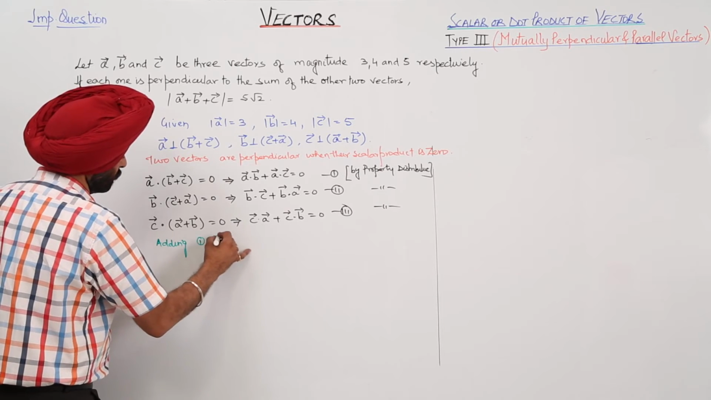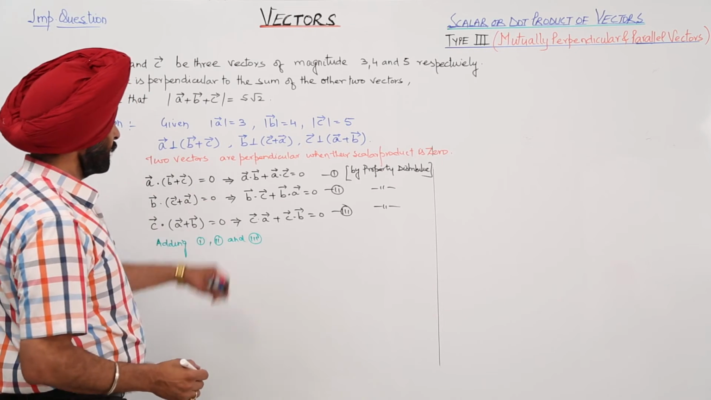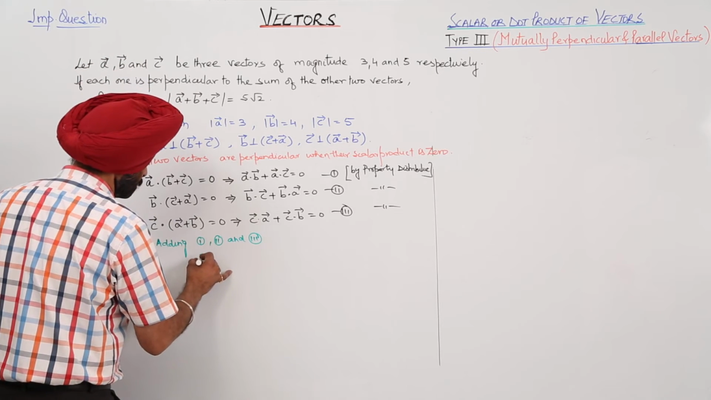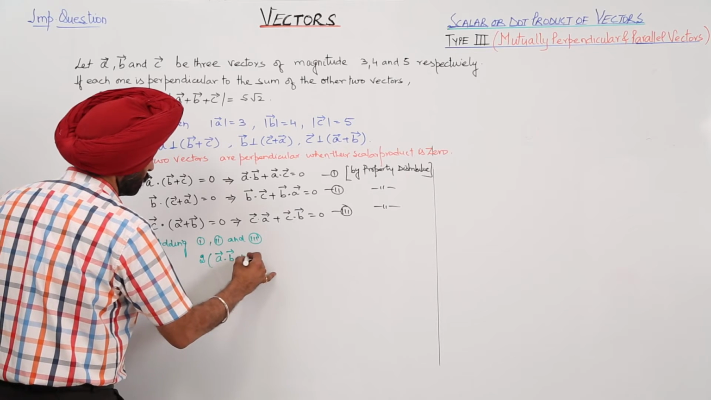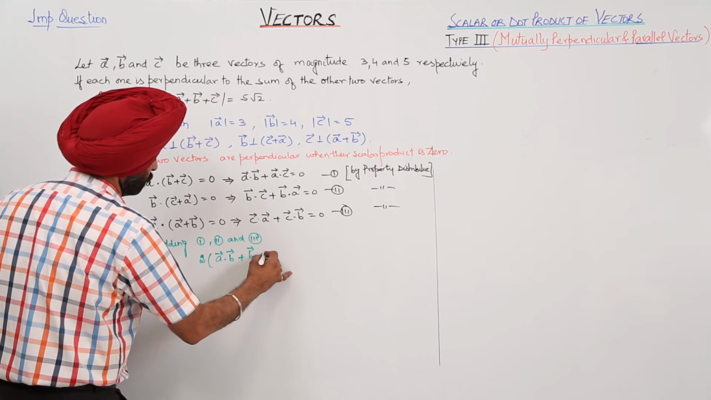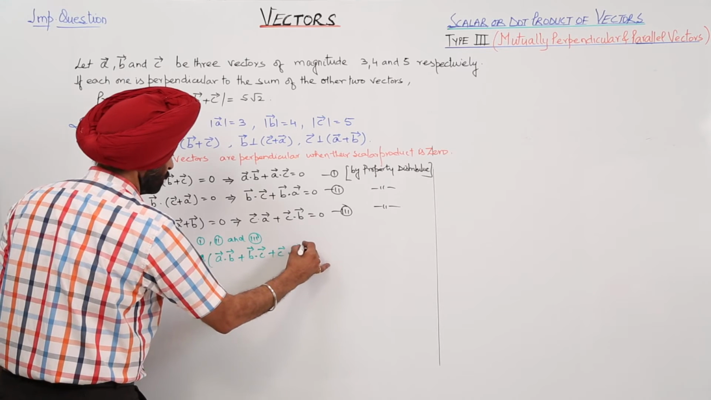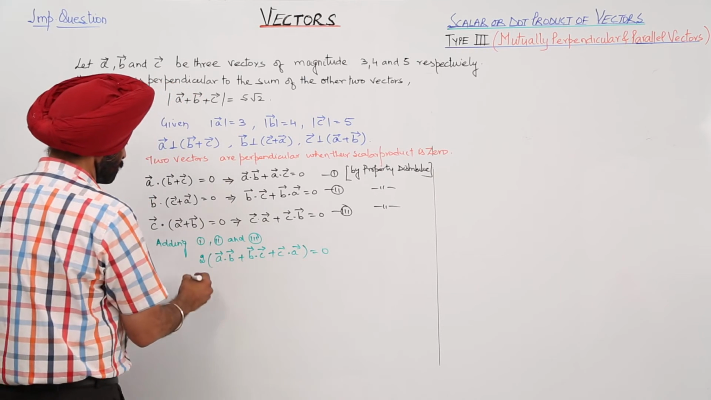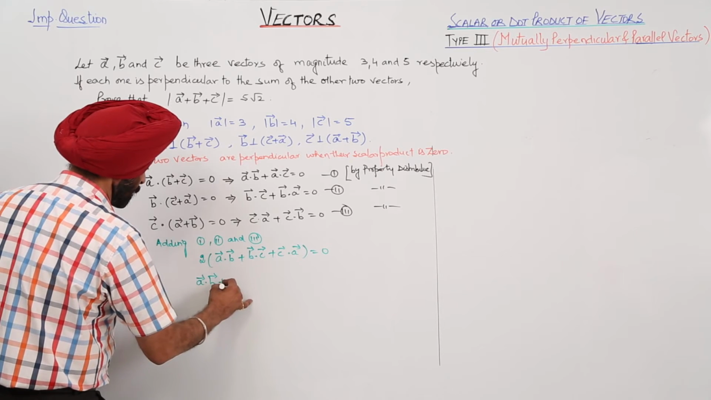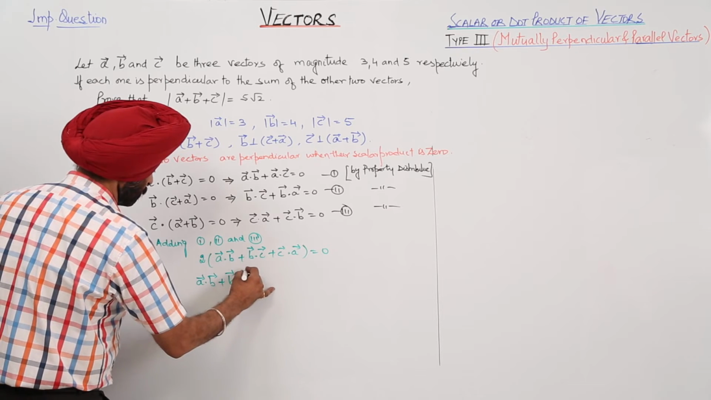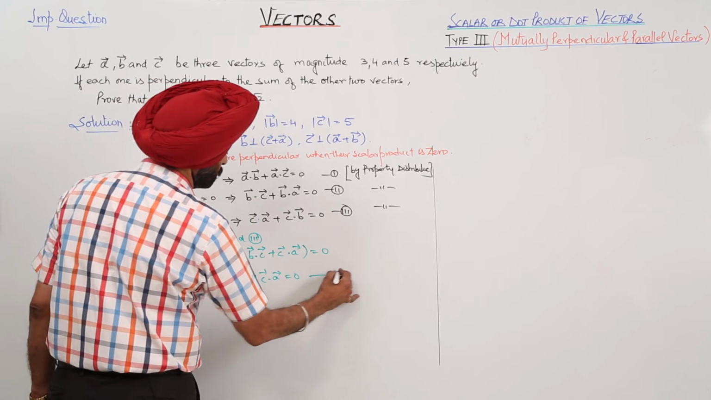Now, adding 1, 2 and 3, when we are adding these 3, what we are getting? Twice of vector A dot vector B plus vector B dot vector C plus vector C dot vector A is equal to 0. So vector A dot vector B plus vector B dot vector C plus vector C dot vector A is equal to 0. Condition number 4.